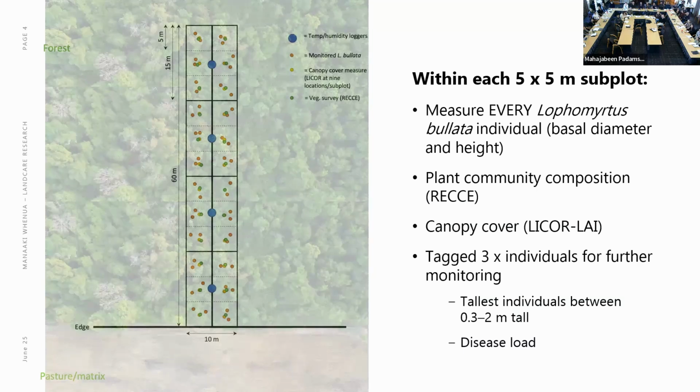Within each of these 5 by 5 metre subplots, we measured the basal diameter and the height of every Lophomyrtus bullata individual that we came across. We looked at plant community composition using what we call recce methods, where basically everything gets identified and counted. We looked at the percentage canopy cover using a leaf area index device, which tells you how shaded the area is based on the plant cover above. And then we also tagged 3 Lophomyrtus bullata individuals for further monitoring. These had to be greater than 30 centimetres tall and less than 2 metres. Some individuals were taller than 2 metres, but we weren't able to do our assessments reliably on plants taller than that, so we kept within that size range, and we looked at the disease load on those individuals over time.